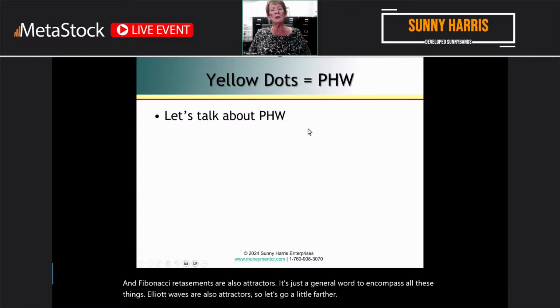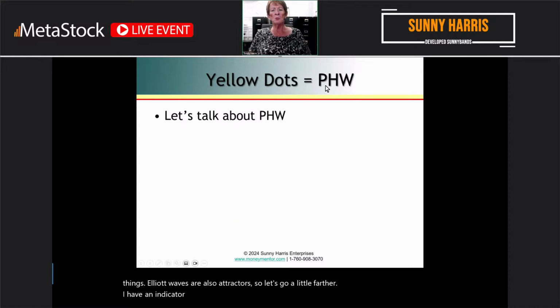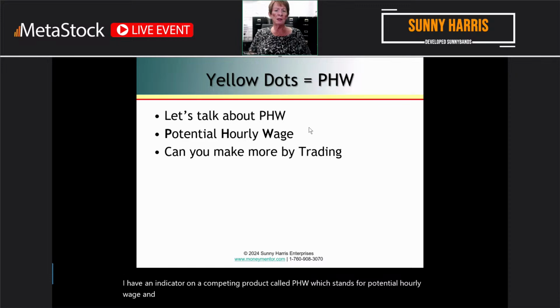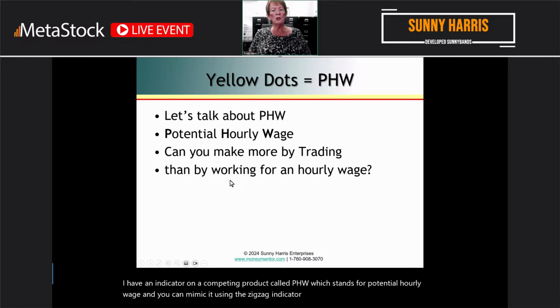I have an indicator on a competing product called PHW, which stands for potential hourly wage. And you can mimic it using the zigzag indicator. So the question is, can you make more by trading than by working for an hourly wage? If you're not making more than $15 an hour trading, you should work at McDonald's.